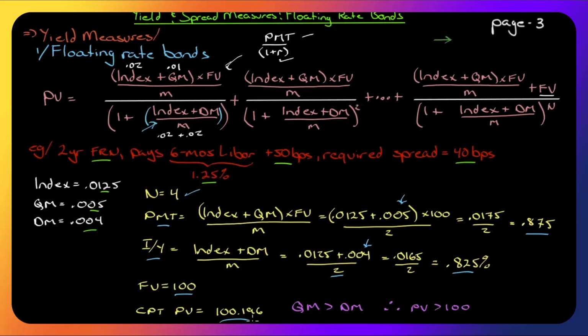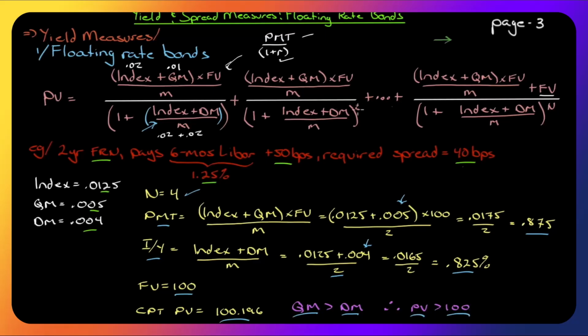Does that make sense? It's not priced at 100 on a rate reset date. Does that make sense? Well, look at our quoted margin, 50 basis points. Look at our discount margin, 40 basis points. Since the quoted margin is greater than the discount margin, we're going to have a premium bond. Therefore, present value will be greater than 100.